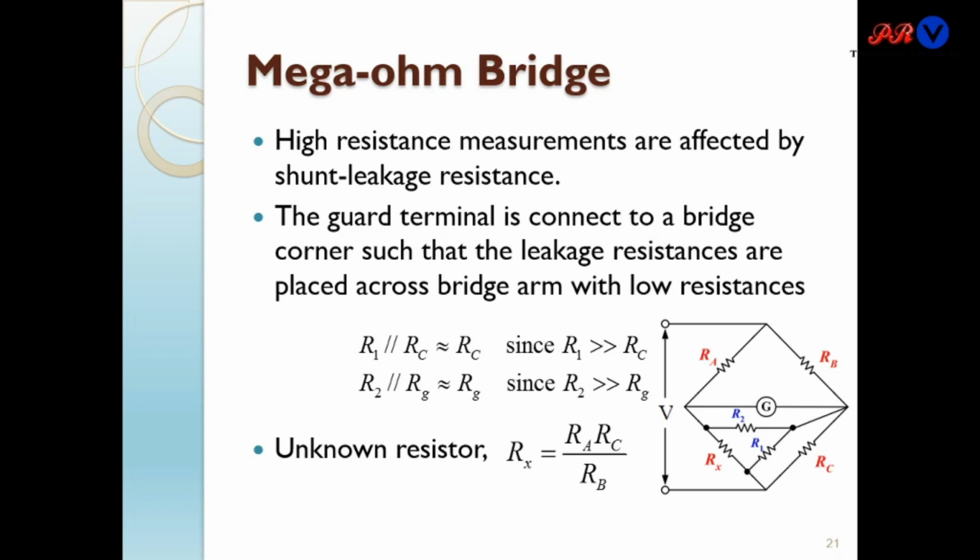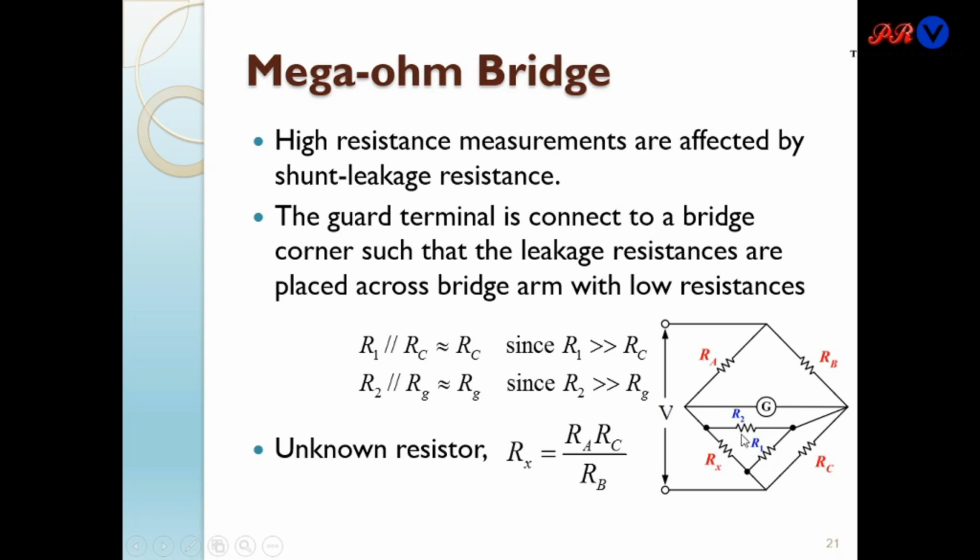Whenever current passes through this high ohm resistance, the current will not only flow through the resistance, but it also flows through the body, which is known as surface leakage current. Due to this surface leakage current, we are not able to find the accurate value of the high resistance. Suppose we want to measure this Rx, which is a very high resistance. Here surface current will pass, which is also known as leakage current.